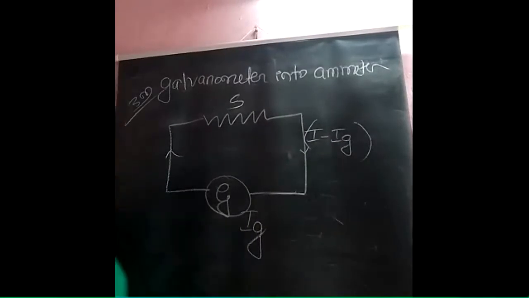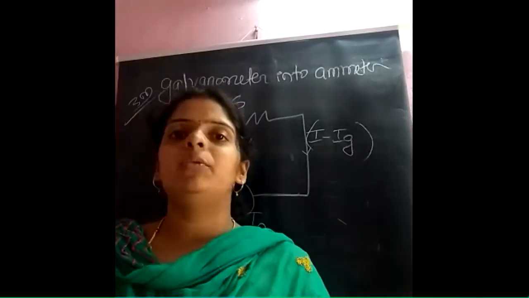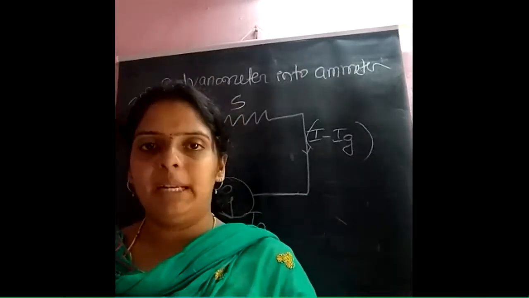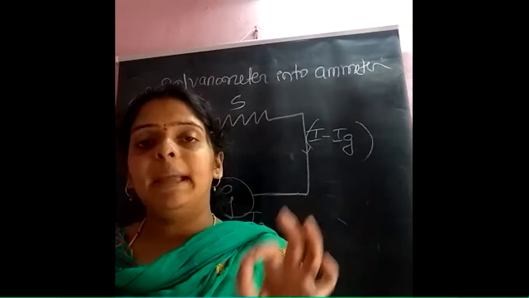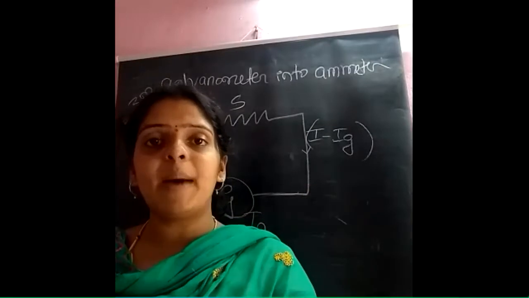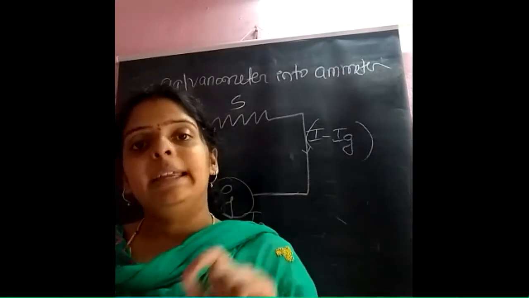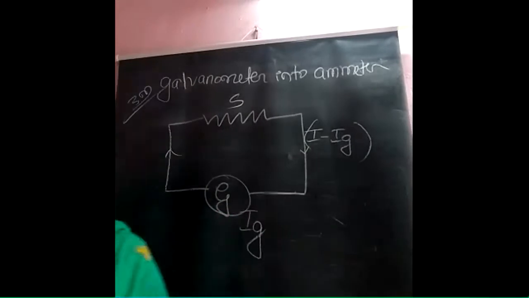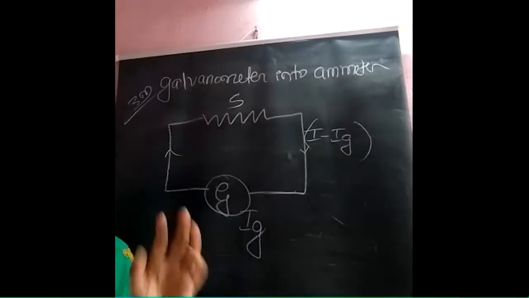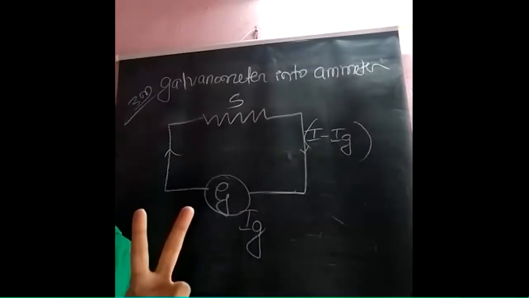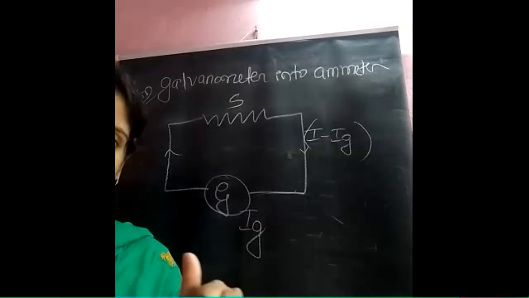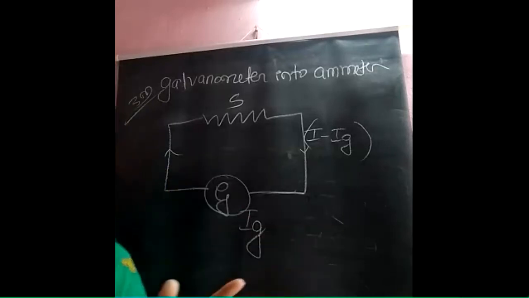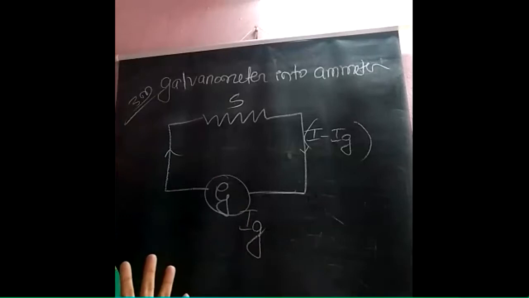In 1 mark also they may ask you, how can you convert a galvanometer into an ammeter? What you are going to write? By connecting low resistance in parallel with the galvanometer, it can be converted into an ammeter. This is the answer. I hope it is clear. By connecting, two terms should be there. One is low resistance. How is it connected? In parallel, it is connected. These two terms are very, very important, right?